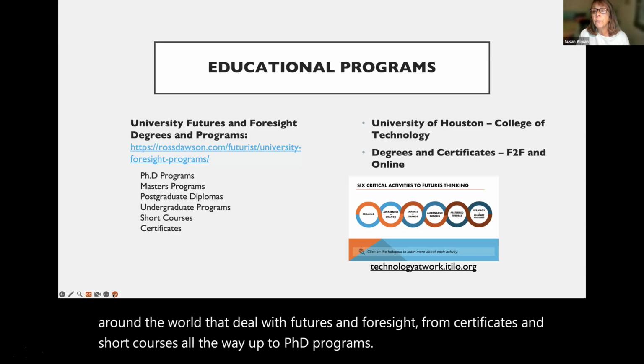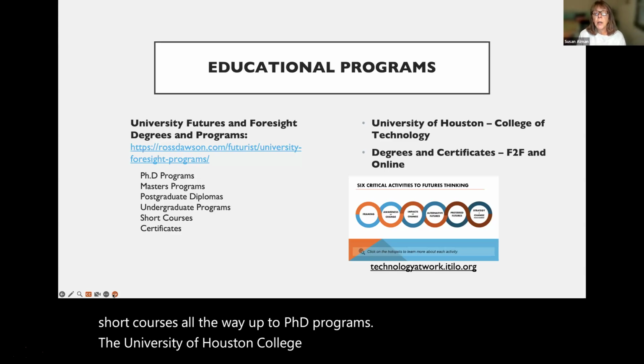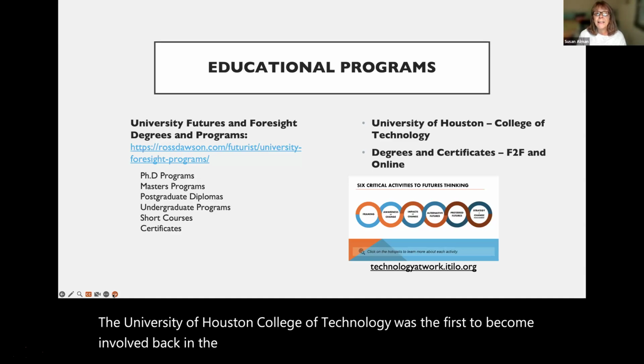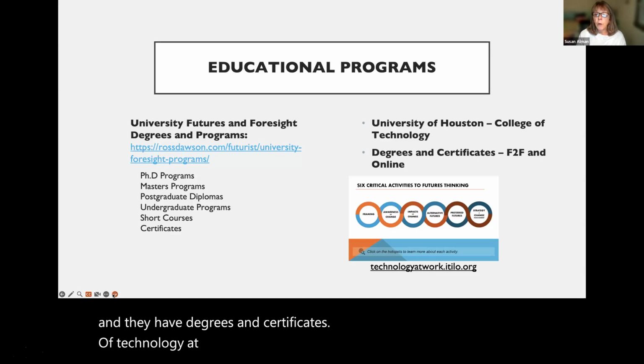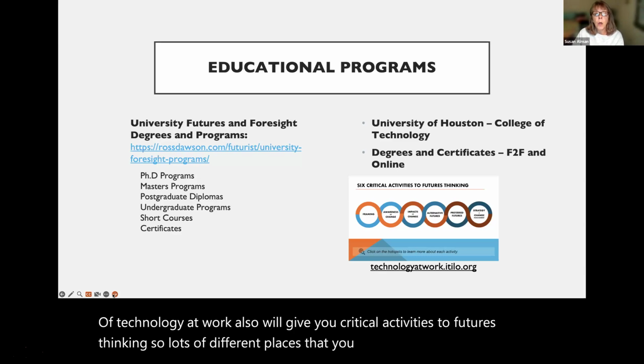The University of Houston College of Technology was the first to become involved back in the 60s and has a very strong program in foresight now. And they have degrees and certificates. Technology at Work also will give you critical activities to futures thinking. So lots of different places that you can go to see what is available.